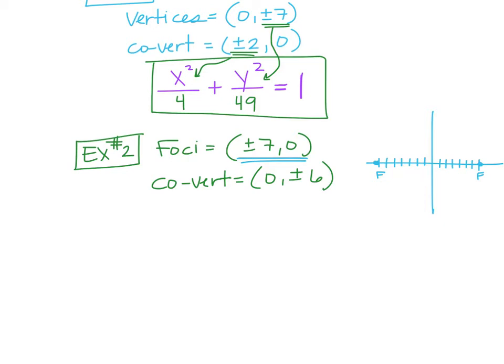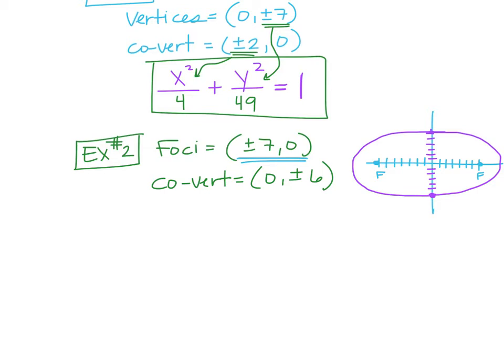And then your covertices are plus or minus 6. So if your foci are here, that means your vertices are on that same axis. So your covertices are 0, plus or minus 6. 1, 2, 3, 4, 5, 6. And 1, 2, 3, 4, 5, 6. So your ellipse is looking something like this. I am a very visual person, so this makes sense to me when you draw it out. You don't have to draw it out, but if it makes more sense to you, draw it out, okay?